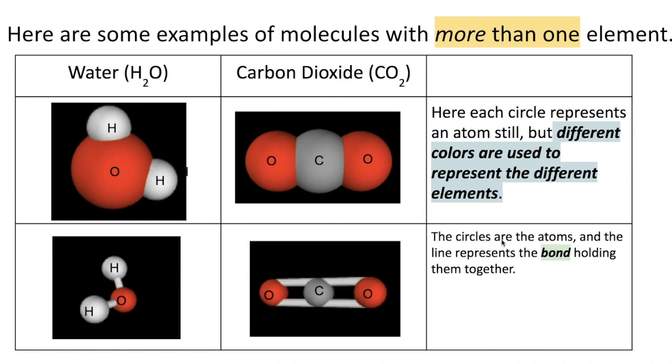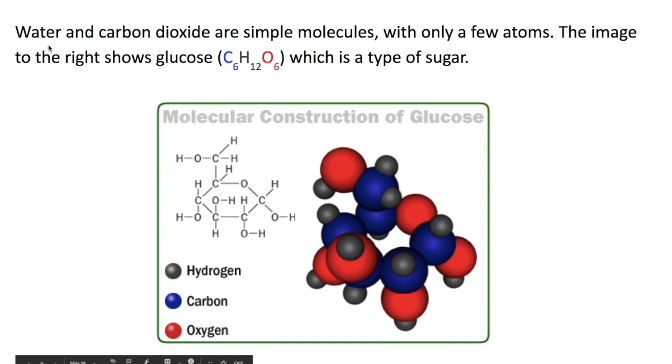The circles are the atoms, and the line represents the bond holding them together. Again, these are 2 ways to show the same molecule. Water and carbon dioxide are simple molecules with only a few atoms.